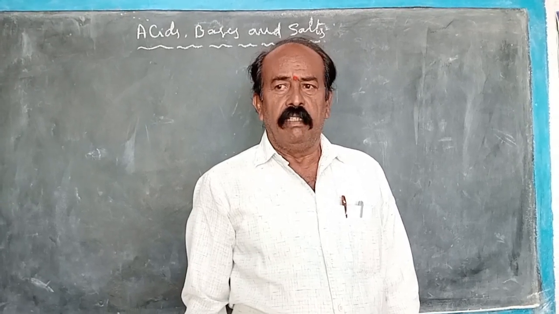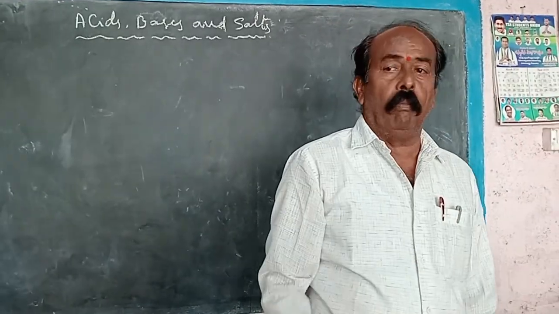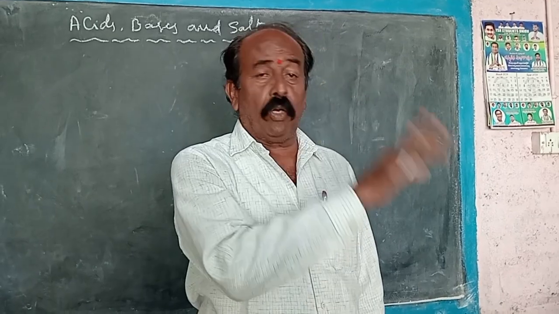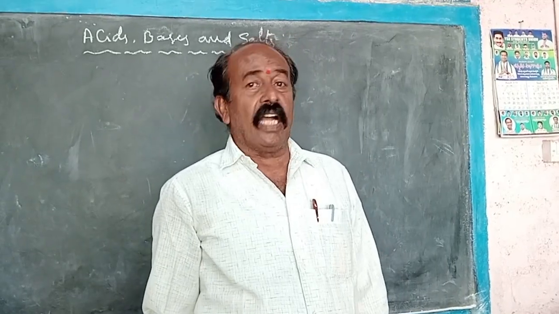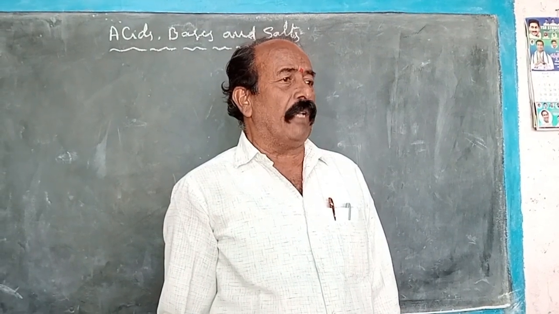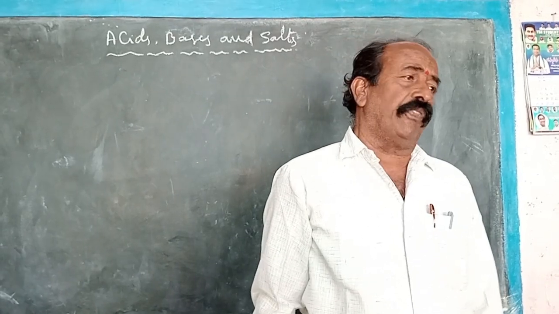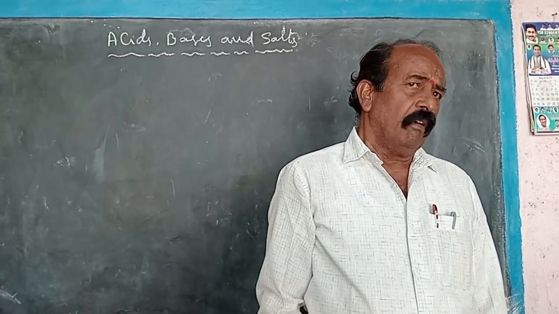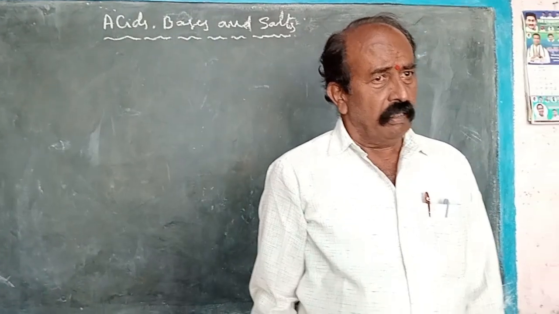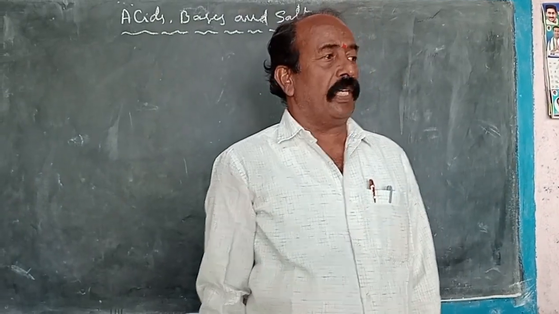Say a person in your home is suffering with acidity because of taking overheating food. A large quantity of food is taken by one person in your family. He or she is suffering with acidity. What suggestion can you give? By taking lemon juice or vinegar or baking soda solution.